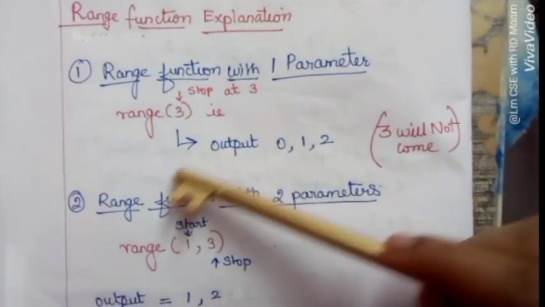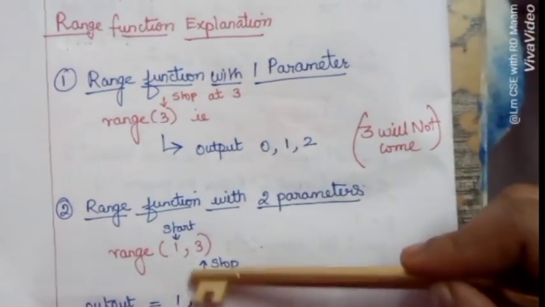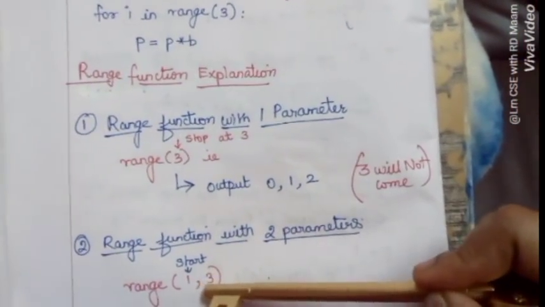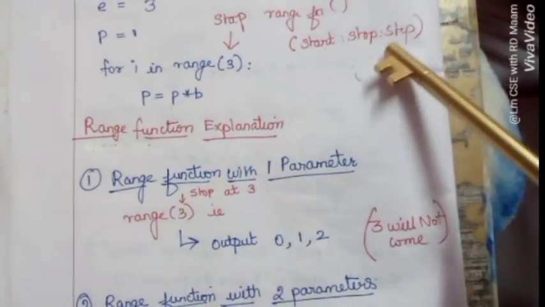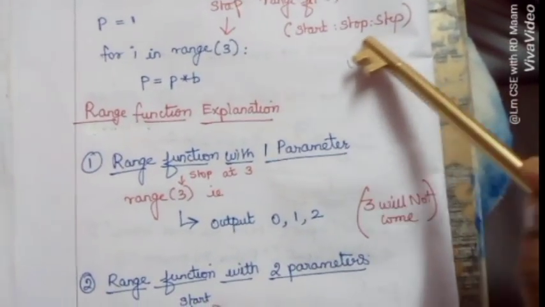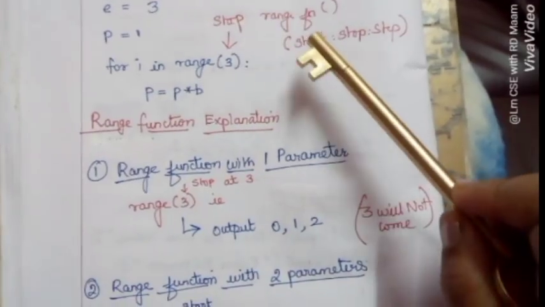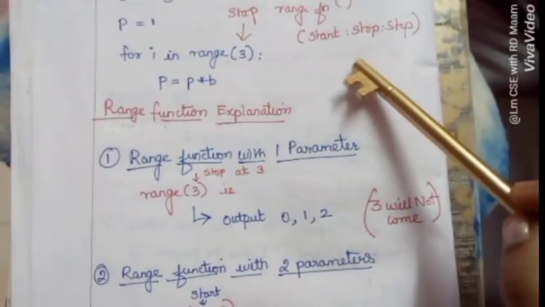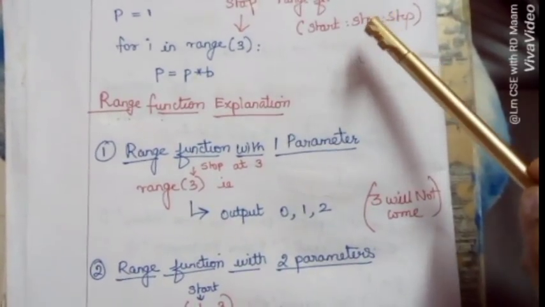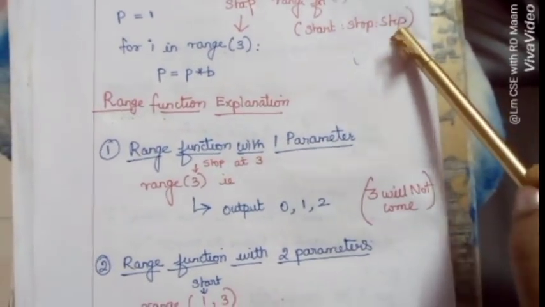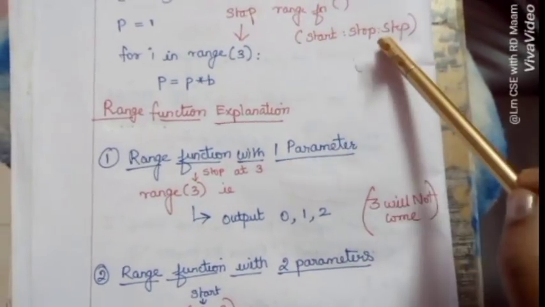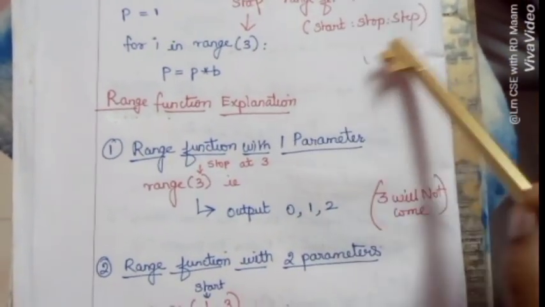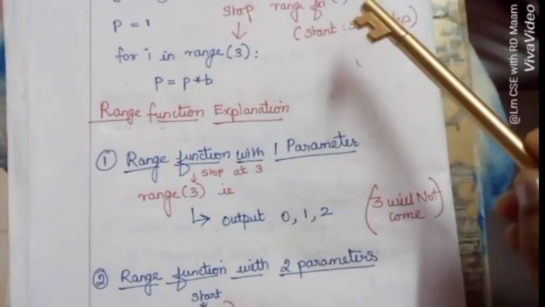What happens if we have a range function with two parameters, that is 1 comma 3? If it is 1 comma 3, I'm giving the start value and the stop value. For the range function you can actually give three values. Giving one value is an option, and giving all three is optional. You can give one, two, or three. Maximum you can give three values, and if you give three values, the meaning will be different. If you give one value, it is stop.